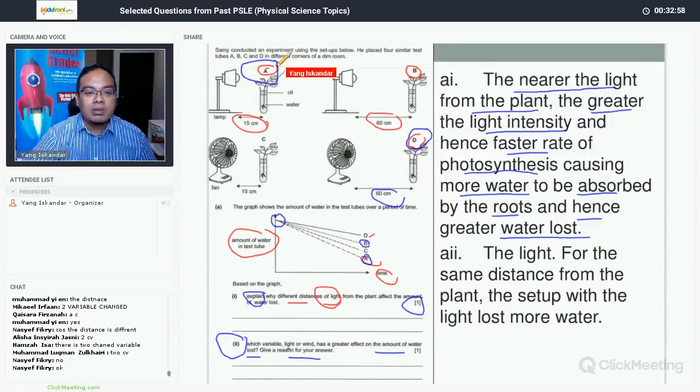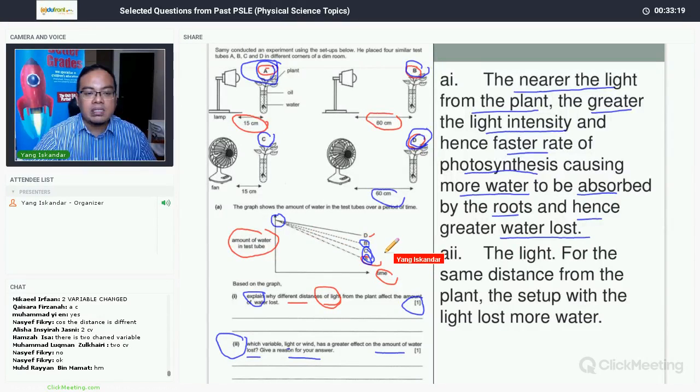Okay? So what you need to compare is setup A and setup C, or you can also compare setup B and setup D. You can make comparison with two. Okay, let's compare between A and C. Let's look at A and C here.